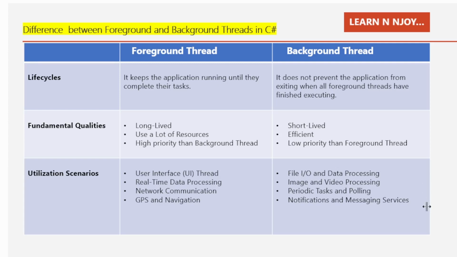Okay, that brings me to the end of my session. To sum up, in this video, we have learned what foreground and background threads are, and we discussed how each of them is created. Finally, we talked about their life cycle, fundamental qualities, and utilization scenarios. So now I hope you have a clear understanding of foreground and background threads in C Sharp, and you could take a decision on when to use what for greatly enhancing the performance and responsiveness of your application.